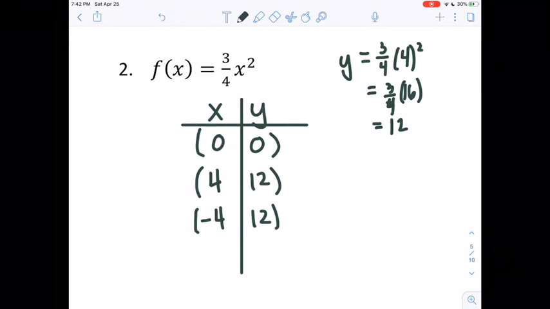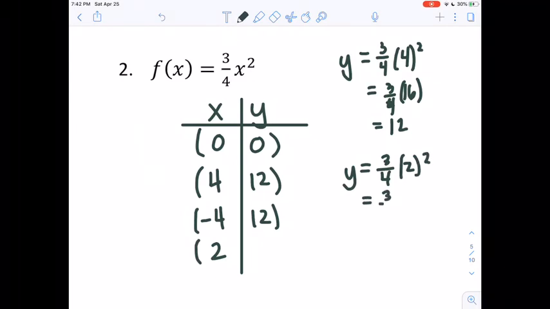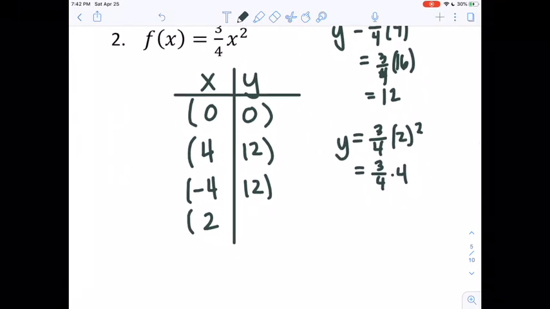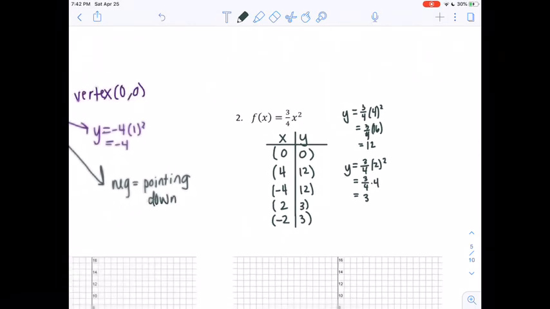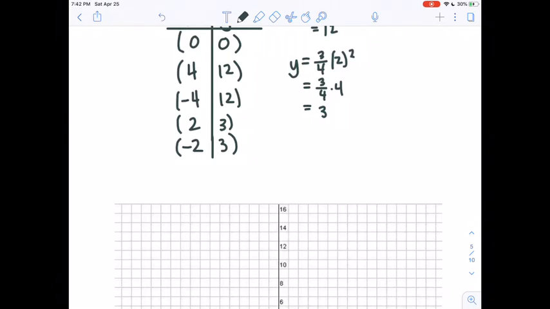You could do 2. So y equals 3/4 times 2 squared, which is 3/4 times 4. So I'm trying to find numbers that'll cancel out the 4 in the denominator. And that'll be 3. And I'll get the same thing if I plug in negative 2. Okay, I generally like to get 4 other points from the vertex, but if only 3 could fit on the graph, that's fine. But you need at least 3, because 3 points determine a parabola.